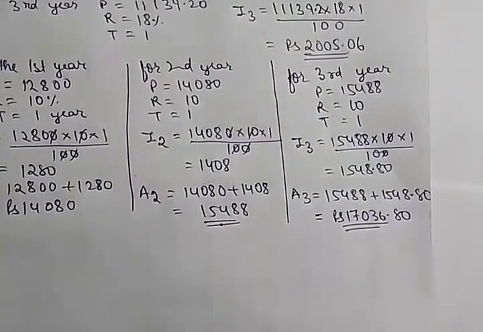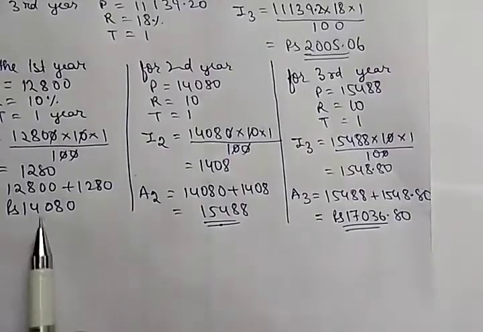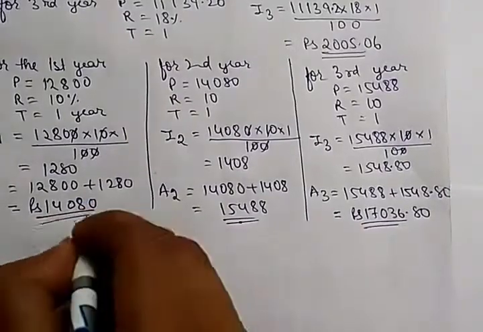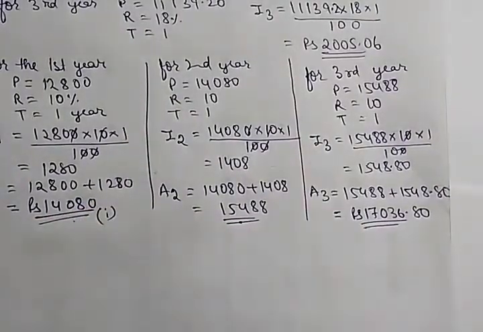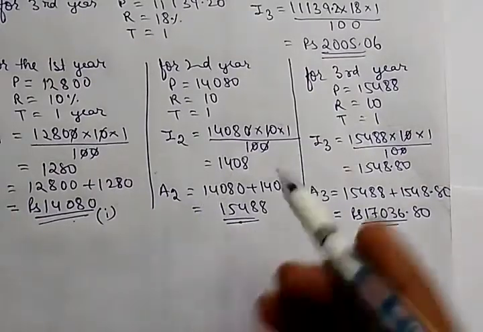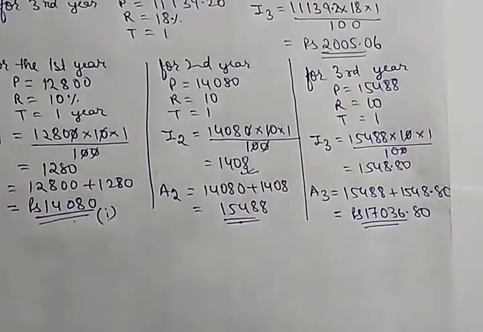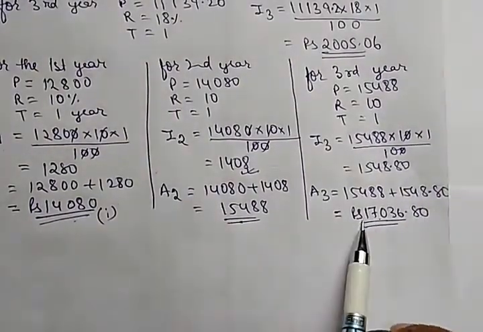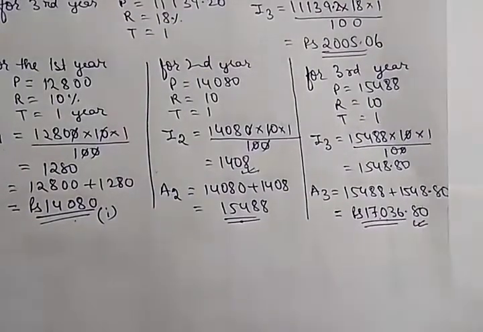The first part of the question was the sum due to Ramesh at the end of the first year. So this is the sum that he has to repay. First answer, this is answer number 1. Second question, the interest he earns for the second year. The interest that he earns is 1408. So this is the interest for the second year. And the total amount due to him, the total amount that he has to pay at the end of the third year is 17,036. So this is the answer.